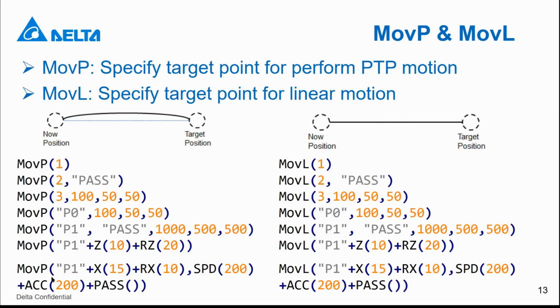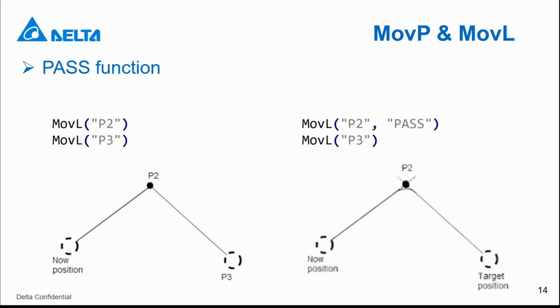And there's also another programming way, where you can use these small functions like a PD to change the speed and add the acceleration and also add the pass function. So basically it's the same, just a different programming way. On the right side, you can see move L is basically the same usage, just a linear motion. And this one is to introduce a pass function. The pass function is also a useful function to use.